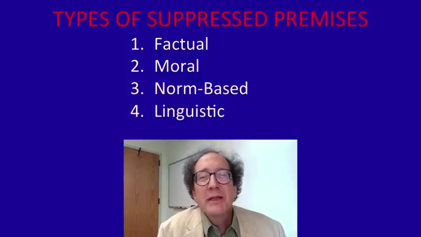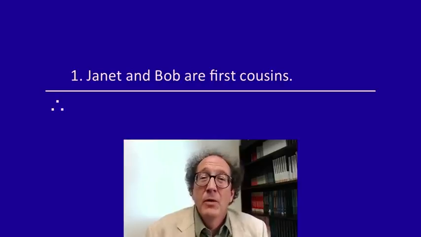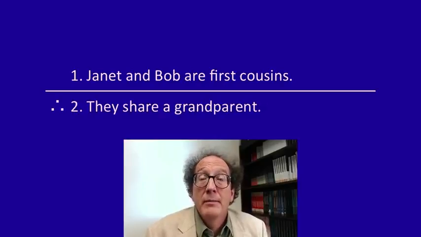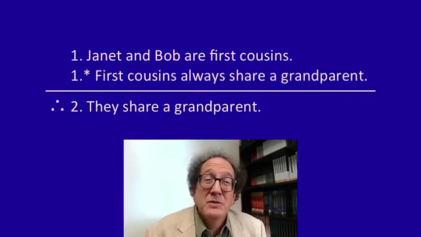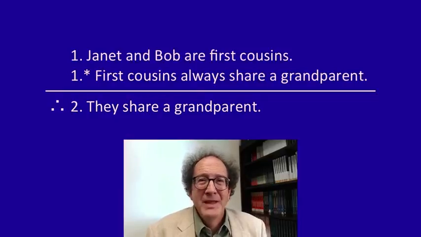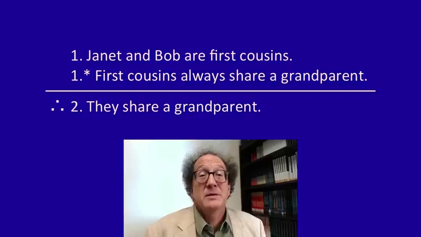The last case is a little bit trickier. It has to do with linguistic suppressed premises. Janet and Bob are first cousins, therefore they share a grandparent. Now, in order to understand that argument, you have to know that first cousins always share a grandparent. That just follows from the definition of what a first cousin is. But it's not quite so obvious as that all biological sisters are female. And so there's even more need to bring out that linguistic suppressed premise in this case. But it's still not necessary to make the argument valid.